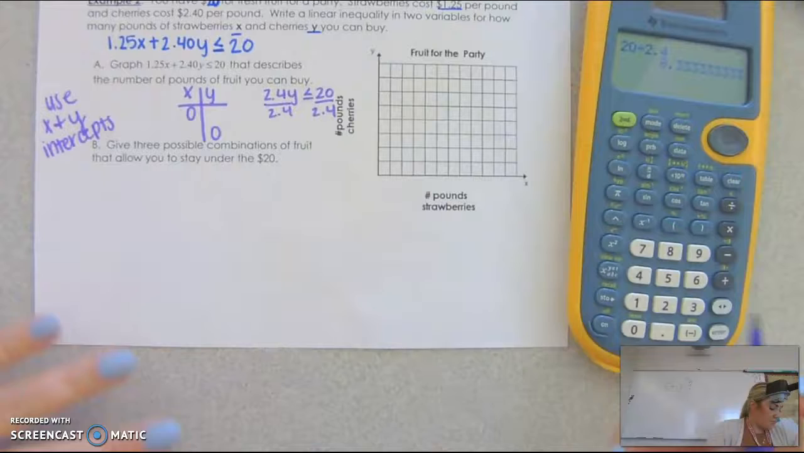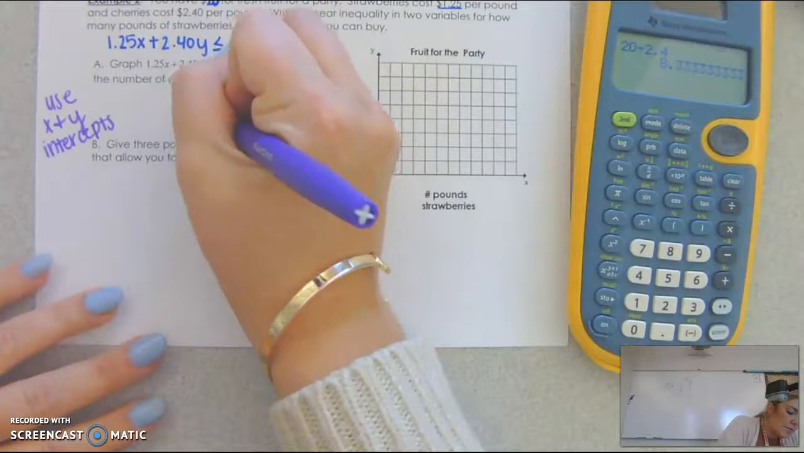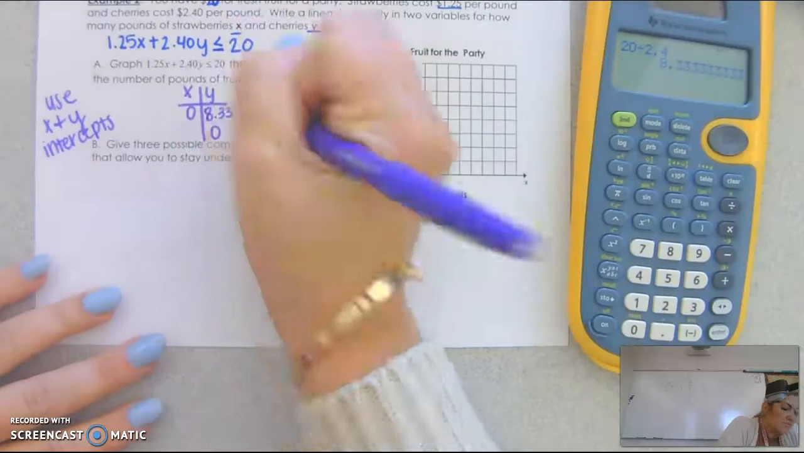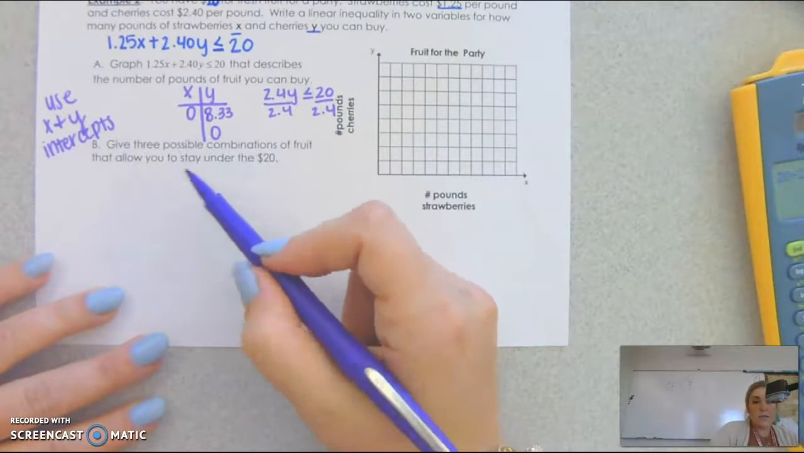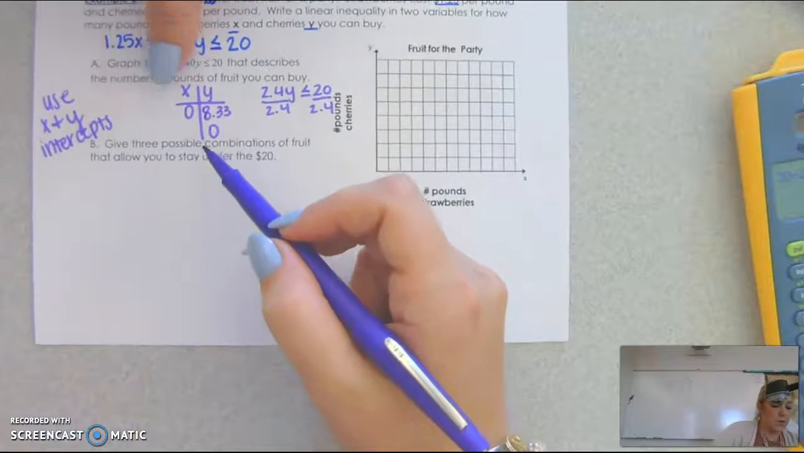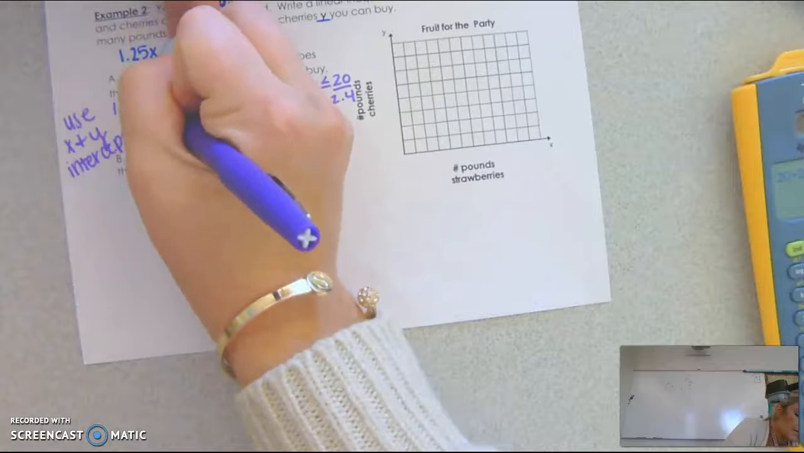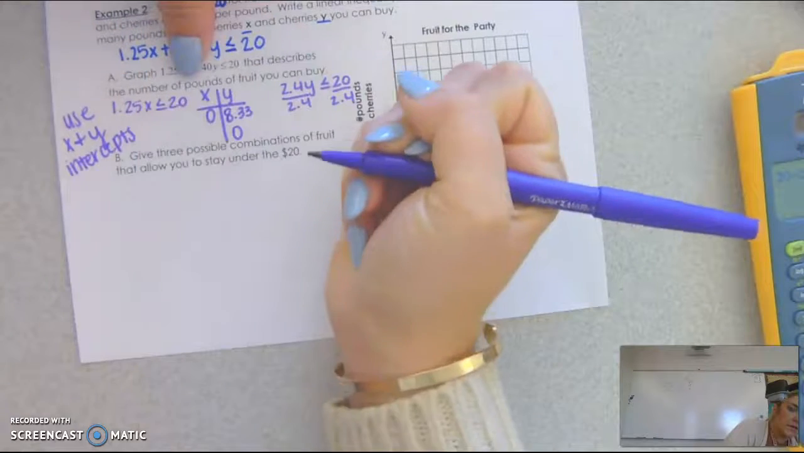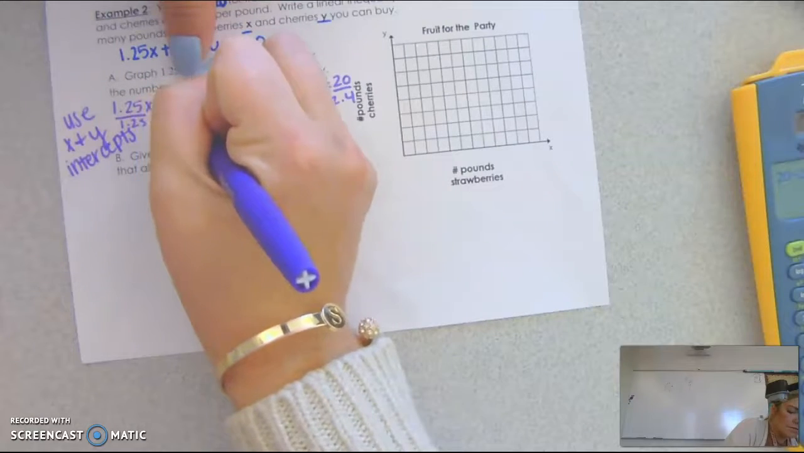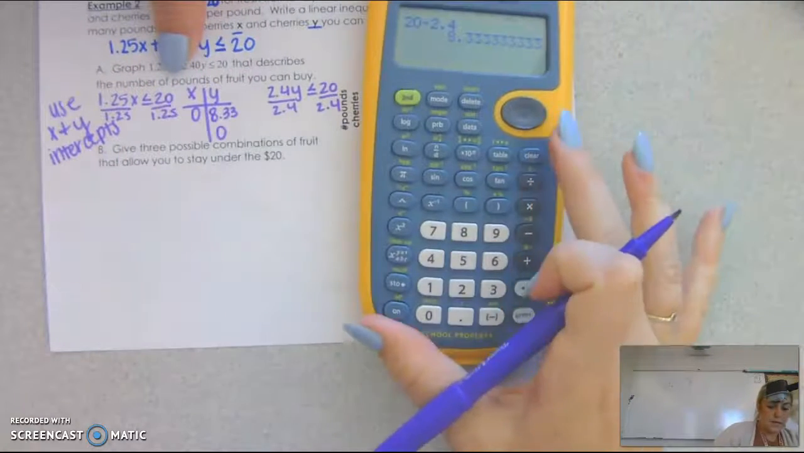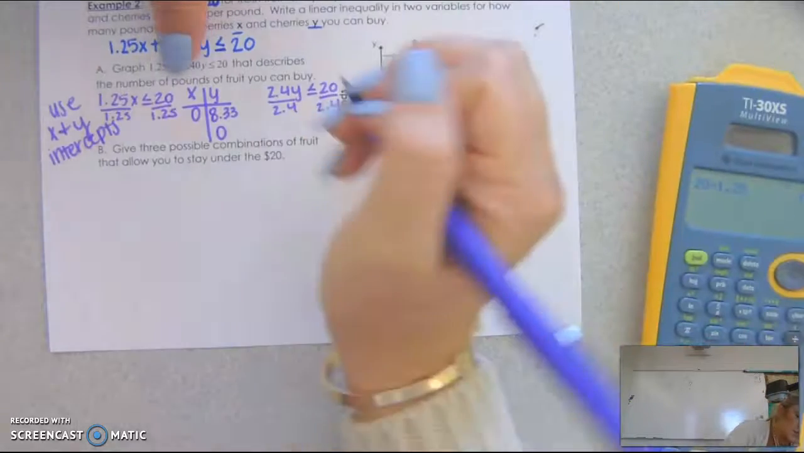So I get 8.33. Those threes are repeating. I'm just going to do 8.33. Okay, so now I'm going to do the same thing to find the x-intercept. So I'm going to cover up the y, and I have 1.25x is less than or equal to 20. So I would just divide both sides by 1.25. So in my calculator, I do 20 divided by 1.25, and I get 16.